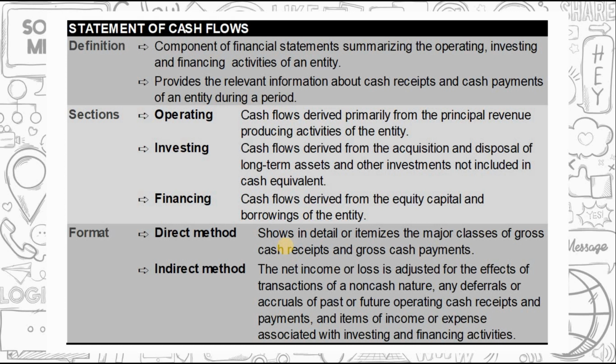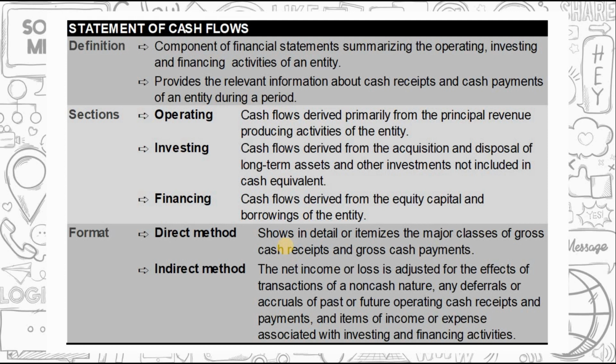However, under the indirect method, the net income or loss is adjusted for the effects of transactions of a non-cash nature, any deferrals and accruals of past or future operating cash receipts and payments, and items of income or expense associated with investing and financing activities. So compared to the direct method, the indirect method will not present to us the actual cash inflows and outflows from certain types of cash transactions.